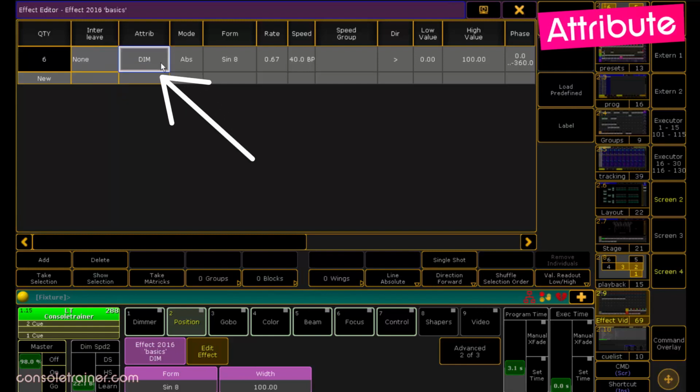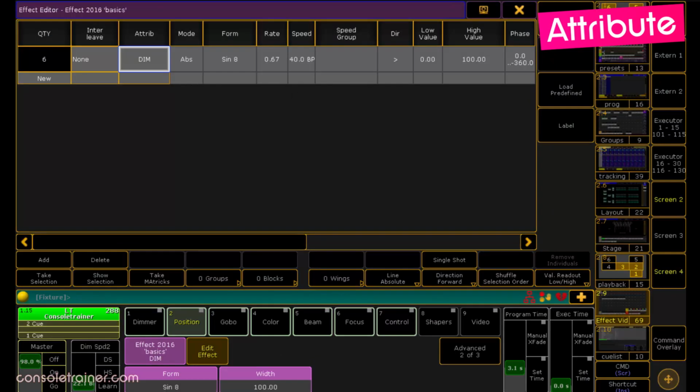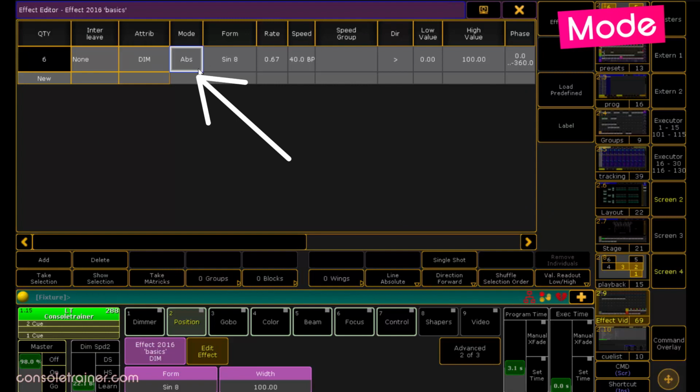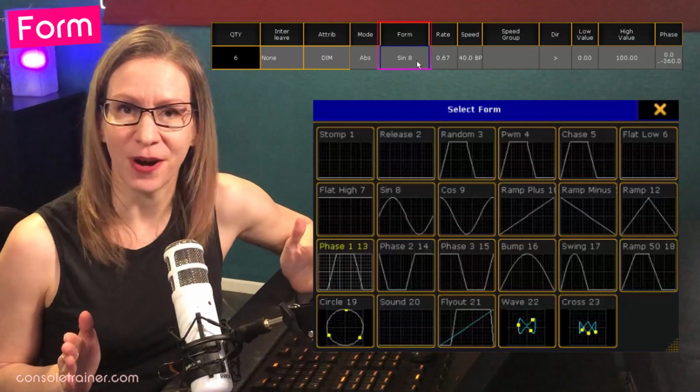Attribute designates the type of channel that the effect is being applied to, whether it's dimmer, pan, tilt, color, etc. Mode has two options, absolute or relative. Our effects run between two points, and they can be specific values if the effect is absolute, or they can be relative to a starting value established outside the effect. I'll use some examples of both in this video and explain how they affect what the low and high value cells do. The form column is the most important part of an effect.